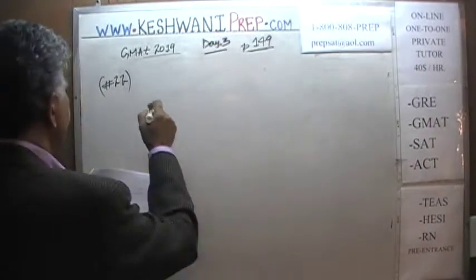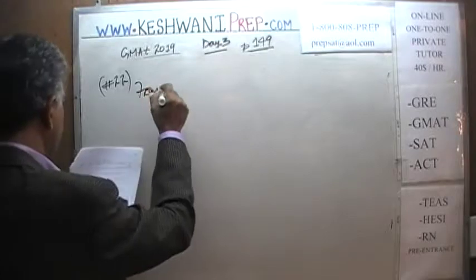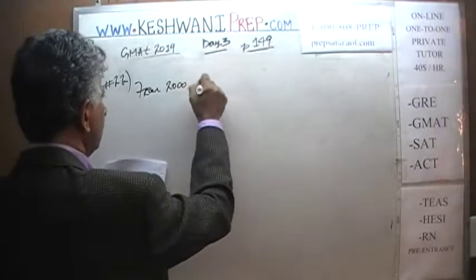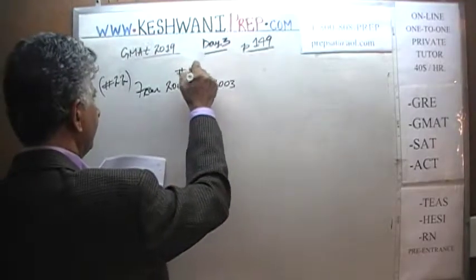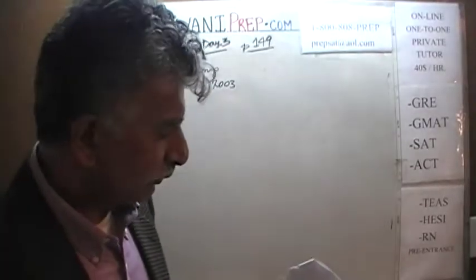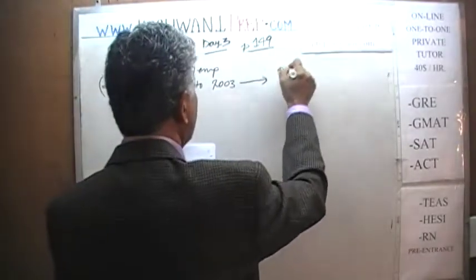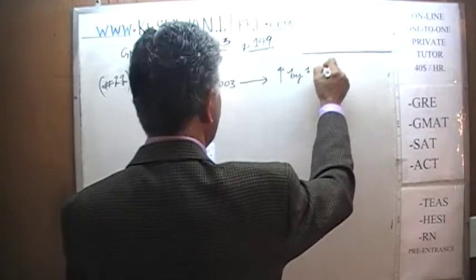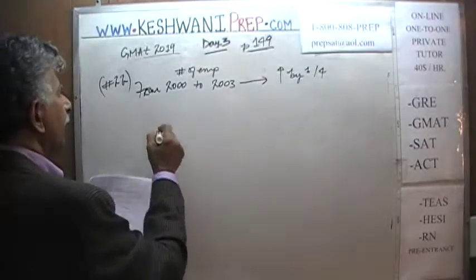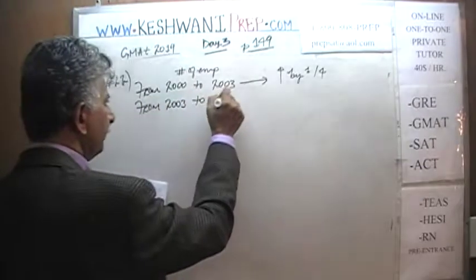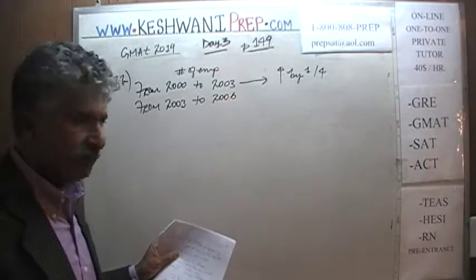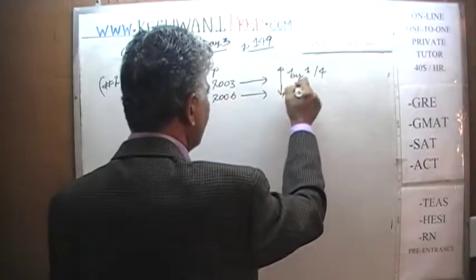It says that from 2000 to 2003, these are the number of employees in a given firm. From 2000 to 2003, we were told that it was up by a quarter. And then from 2003 to 2006, the number of employees in this firm was down by a third.